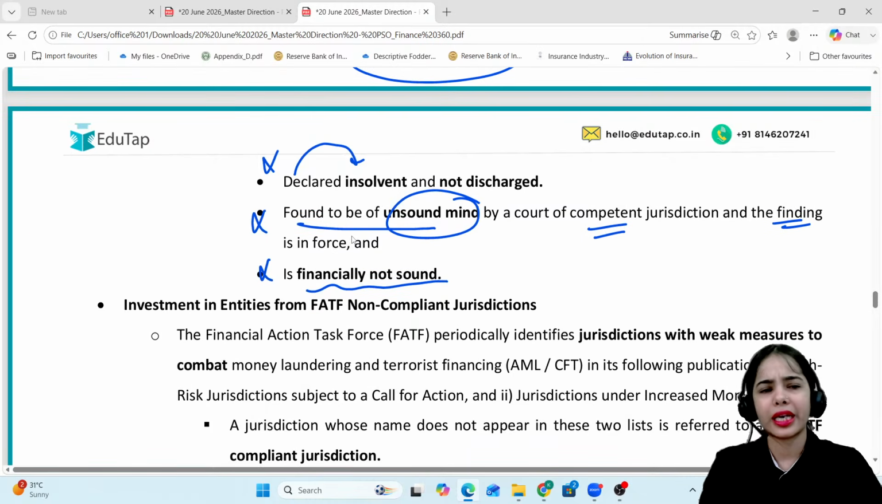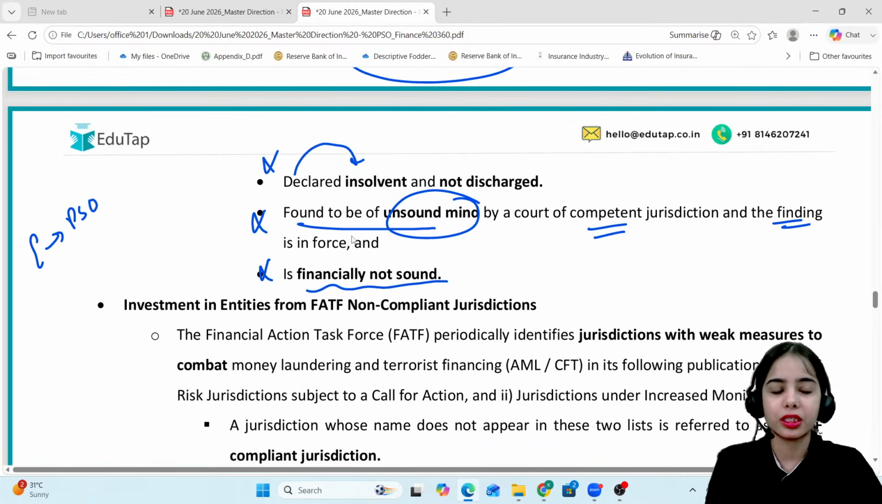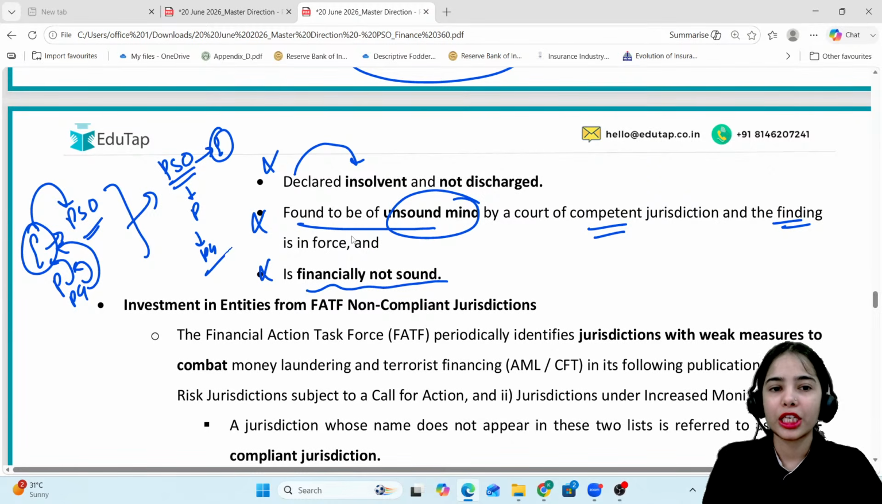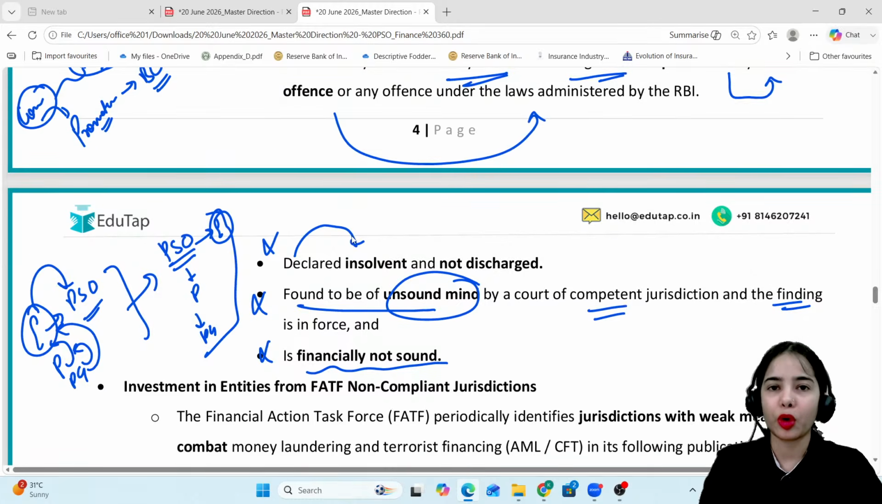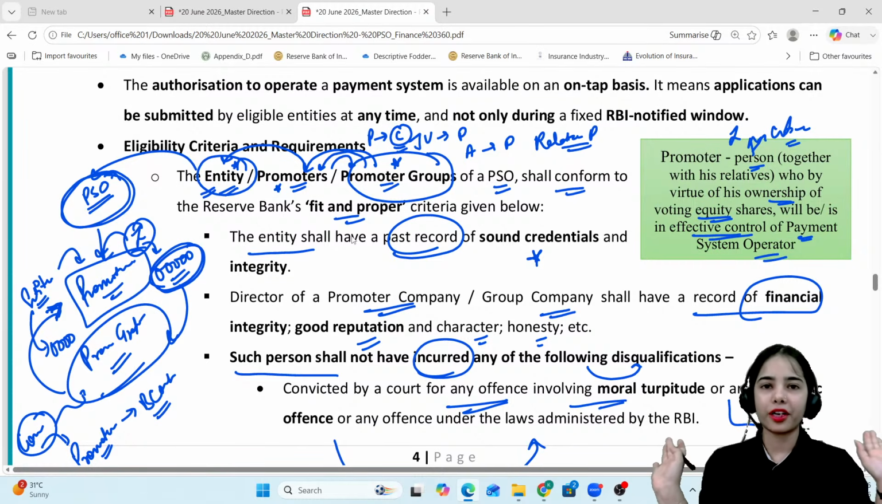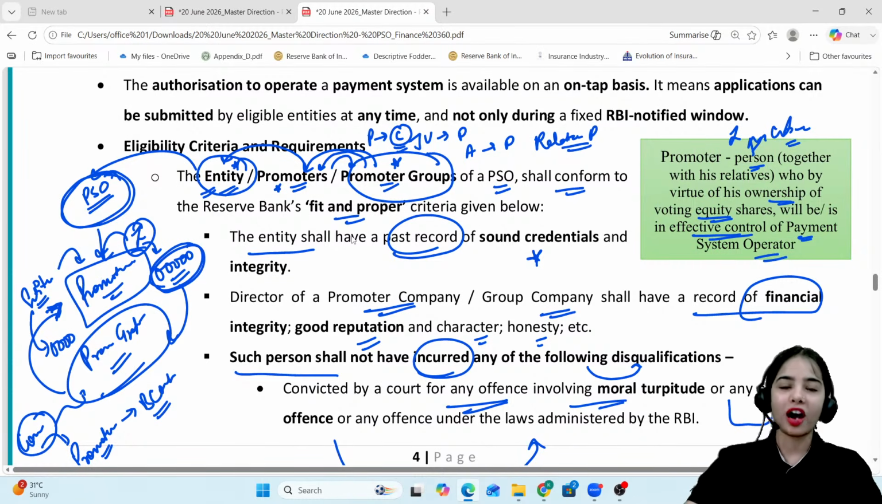So these are the criteria that the entity that wants to become the payment system operator, as well as the promoters of the entity and the promoter group related to the promoters, should meet. Entities that are already working as payment system operators, their promoters, and the promoter group should also follow the fit and proper criteria. It's not that after you have got the authorization you can get away from these eligibility criteria. No, even if you have become a payment system operator, you should follow these criteria.